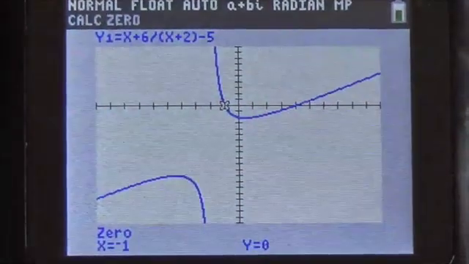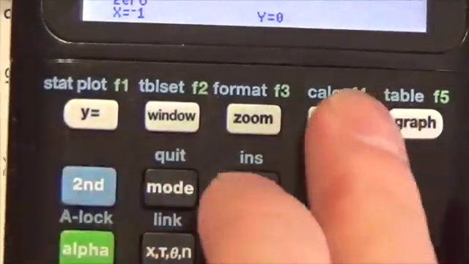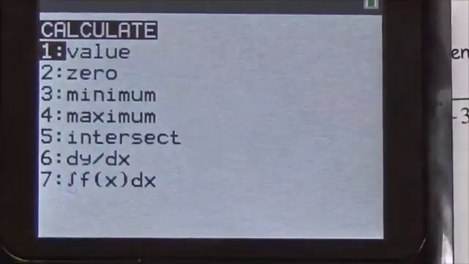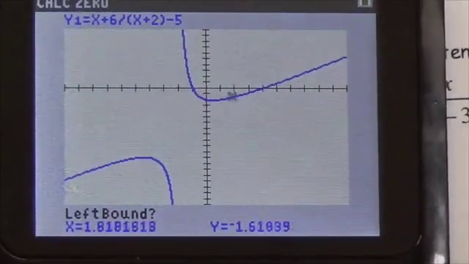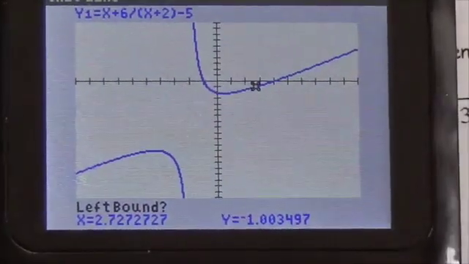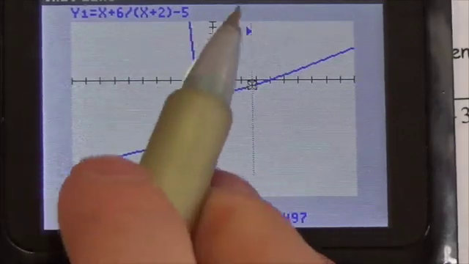Now I'll do this again. I press second trace. Press number 2 to use my 0 function. Then I come over here. Okay, right now I am to the left of that 0, so I press enter, puts a little triangle up there.